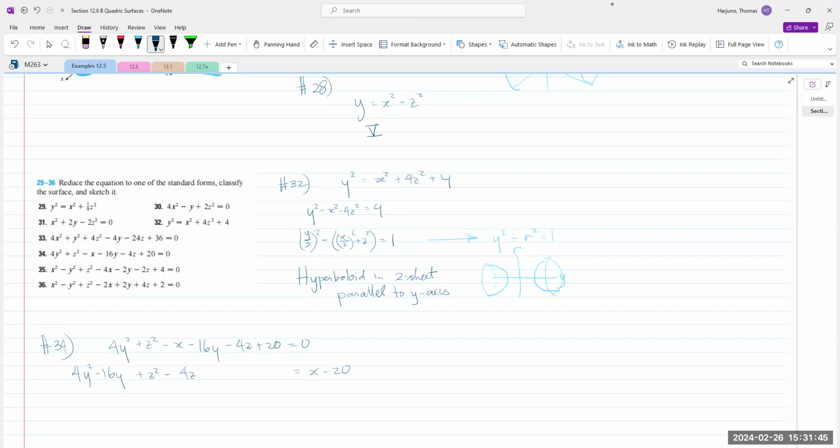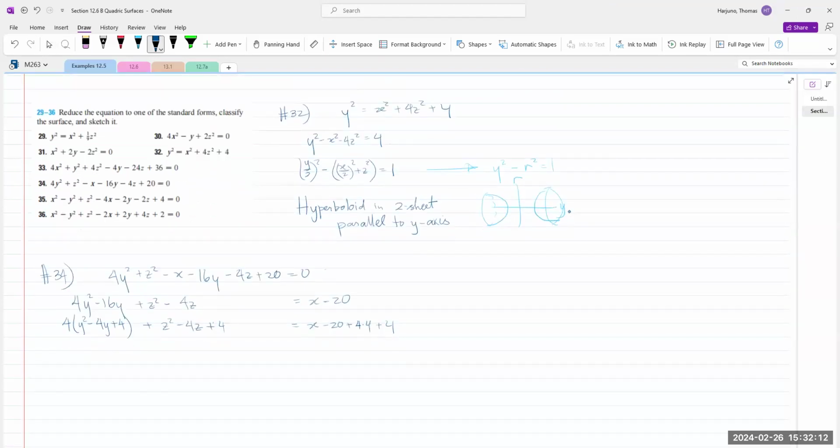So here I will factor the 4 and I will add 4. Okay, means the other side here I will add 4 times 4, which is 16, plus this is z squared minus 4z plus 4, so I add 4 also here, and then I end up with 4(y minus 2) squared plus (z minus 2) squared equals x.